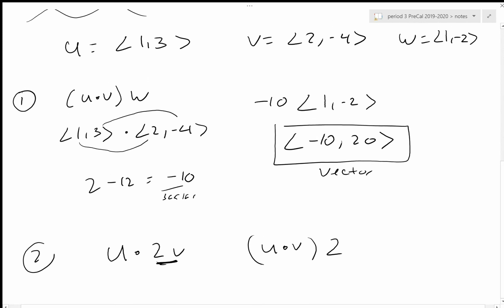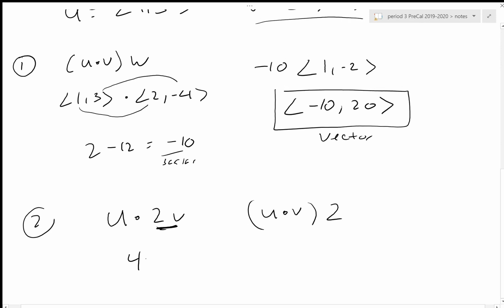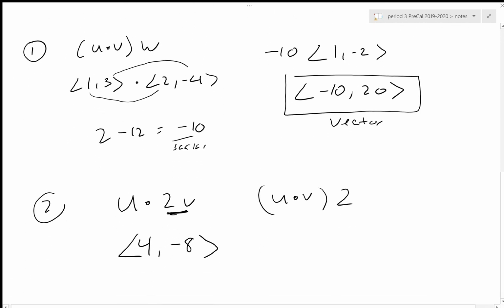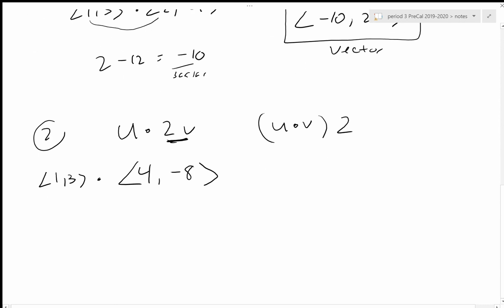Alright, so 2 times that would be 4, -8. And then multiply that by u, which is 1, 3. So then this 1 times 4 is 4. 3 times negative 8 is negative 24. That together gives us negative 20. That would be our answer. And then this would be a scalar.